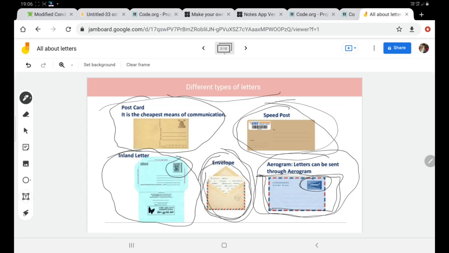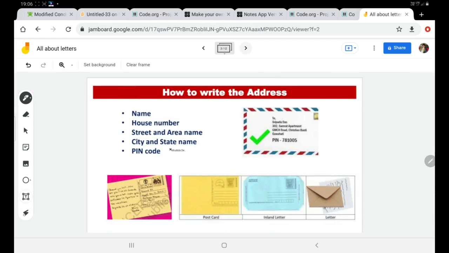I think so. And then, how to write the address? If you don't write the address, the postman will not deliver it, and it will stay in the post office only.